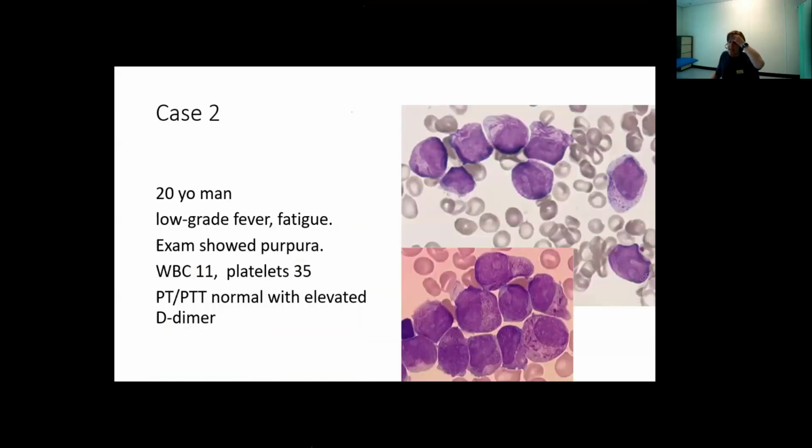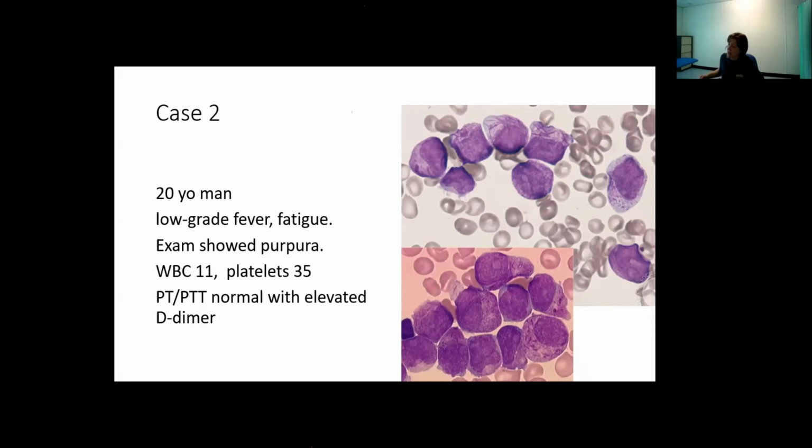Now, by contrast to that, this is a 20-year-old man who's presented with a low-grade fever and just feeling generally tired. When you examined him, he's got bruises or purpura all over him, and on his blood count, he's got a slightly raised white count, but his platelets are definitely low. Interestingly, in this situation, his PT and his APTT are normal, but his D-dimer is significantly elevated.